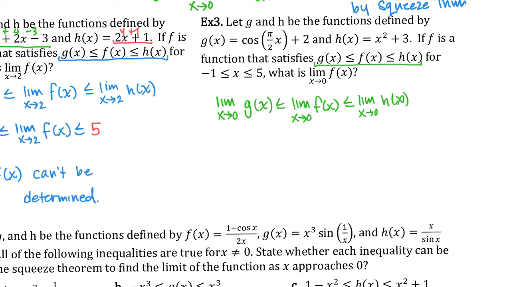Okay, let me do direct substitution of 0 on the g of x function, which is going to be the cosine of pi over 2 over 0 plus 2. The cosine of 0 is 1, so 1 plus 2 is 3.